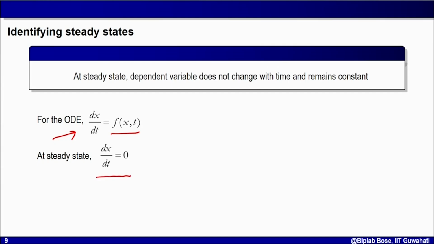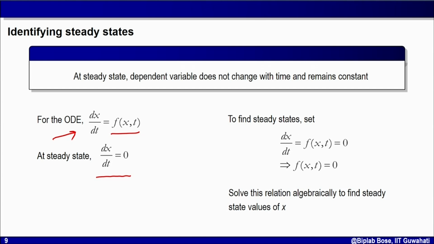Now how should I find that steady state? So suppose I have been given a function dx/dt is equal to f(x,t). So I will put that equal to 0. Then I will simply do some algebra, f(x,t) equal to 0. I will separate out x and t so that I get the value of x for which dx/dt is equal to 0.